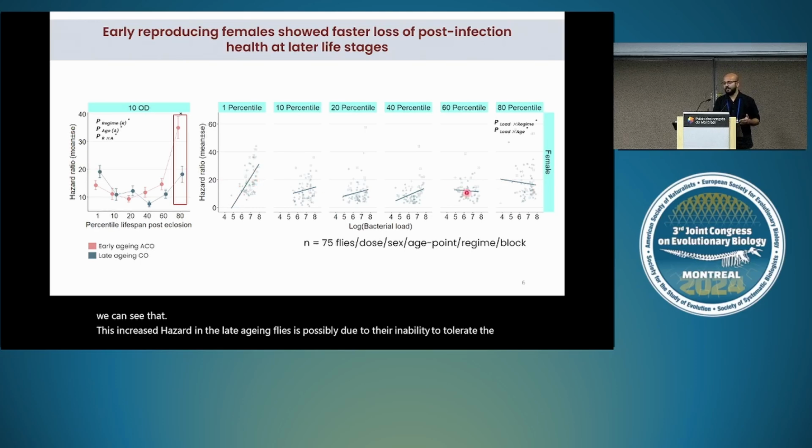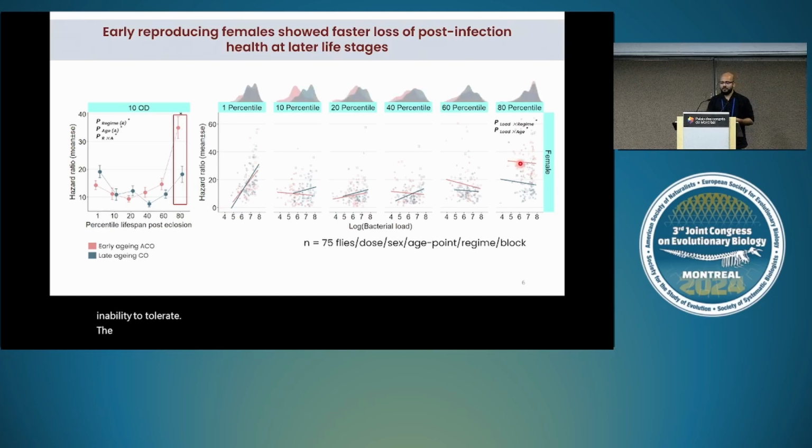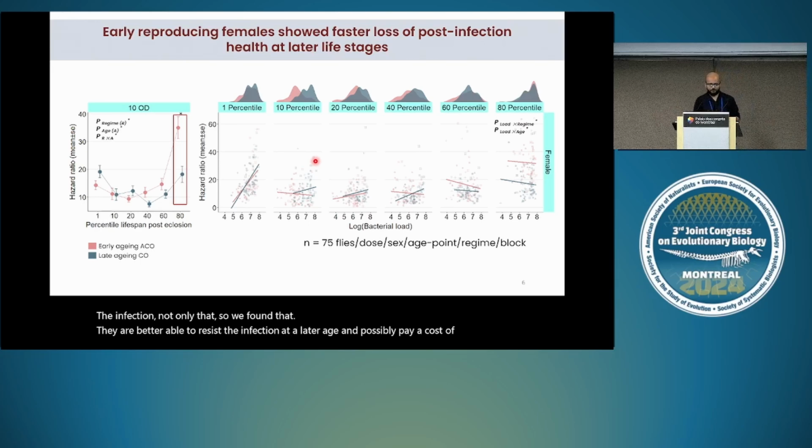However, after that, they could tolerate the infection in a similar format. However, when we measured the tolerance of the early aging flies, now remember that early aging females actually showed a higher hazard at a late age. This is possibly due to their inability to tolerate the infection, not only that. So we found that they are better able to resist the infection at a later age and possibly pay a cost of immunopathology at a late age.